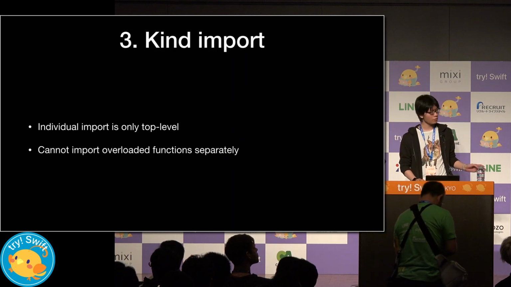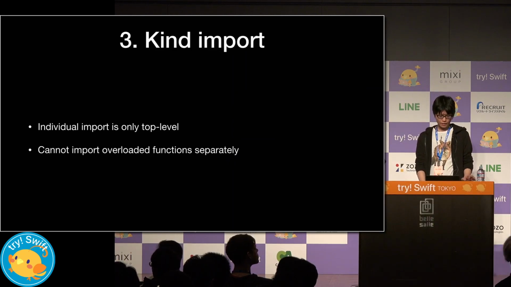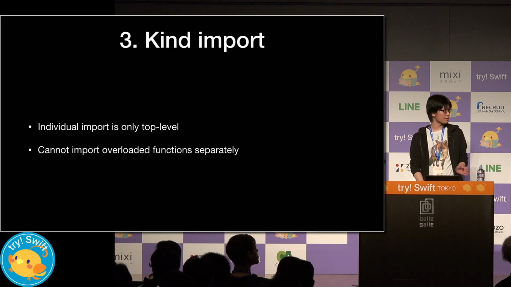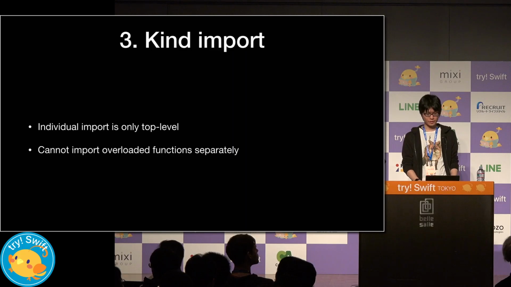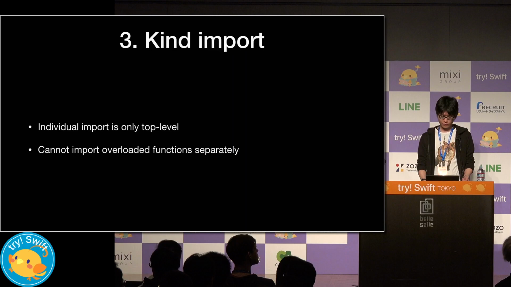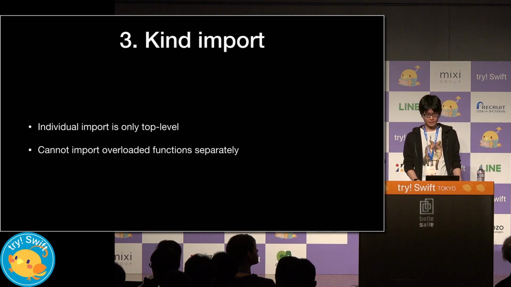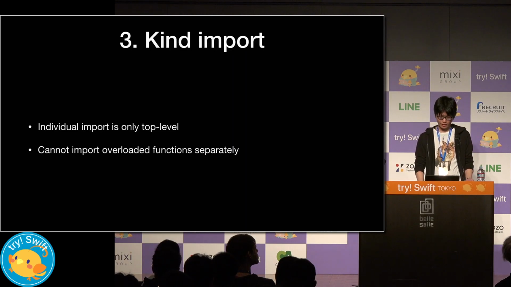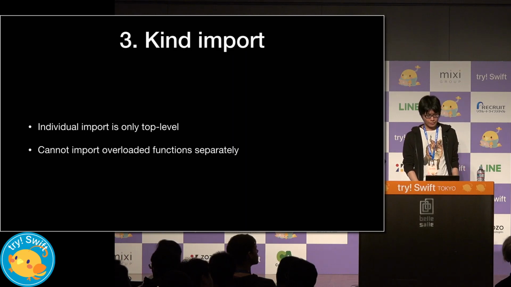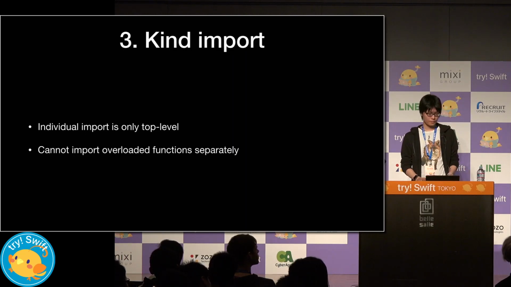But please note 2 things. Firstly, about importing a class or struct. Swift will import all accessible methods and properties in the class or struct. You cannot limit the import of methods and properties using kind to only what is implemented in the top layer. Secondly, about overloaded functions. You cannot import them separately.